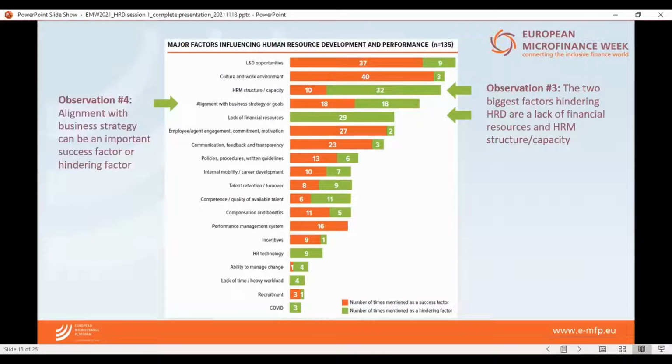Some of the respondents that commented on this area referred to their organization's overall lack of resources, while others focused on the portion of their organization's budget that was allocated to HR development. The third major hindering factor is a lack of alignment between HR practices and business strategy.